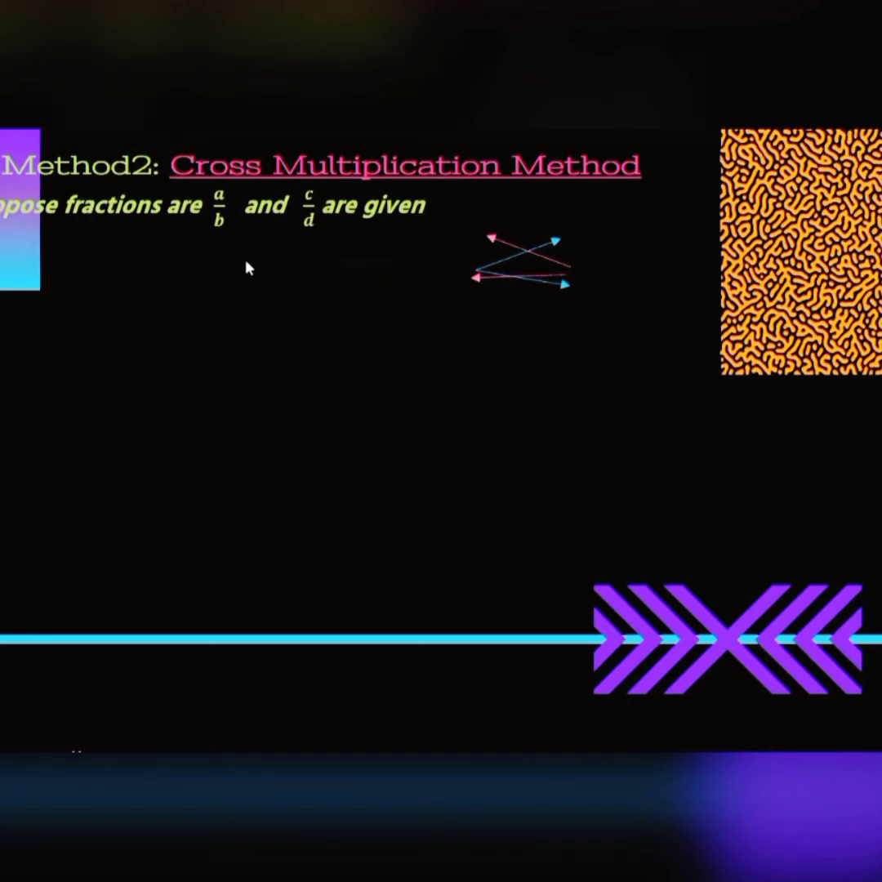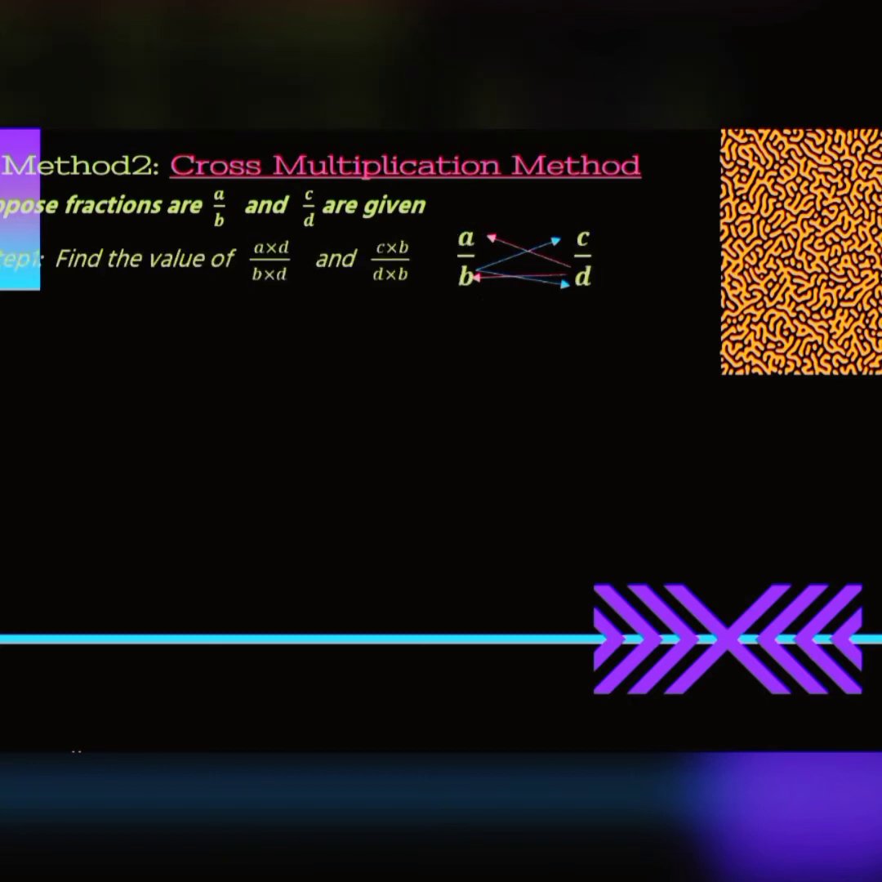Suppose you have two fractions, a upon b and c upon d, given. So you need to multiply the denominator of one fraction into the numerator and denominator of the second fraction, and the denominator of the second fraction into the numerator and denominator of the first fraction. So it becomes AD upon BD and C multiplied by B upon D multiplied by B. Got it? Now take an example.